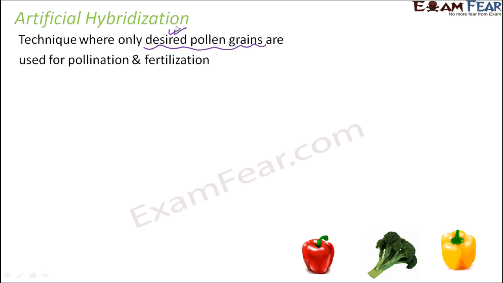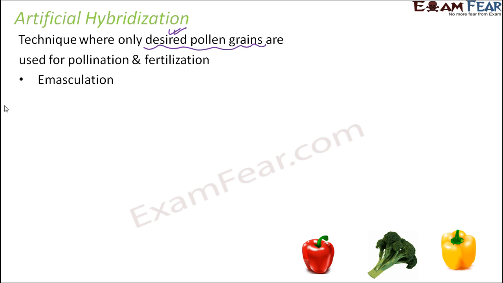When you are choosing the desired pollen grains, you are making sure that only the good things are being incorporated in the hybrid. Some examples of hybrids would be the broccoli, which is like a hybrid of the cauliflower which we normally eat, or the red capsicum and the yellow capsicum. They are also a result of artificial hybridization. Now, what are the techniques that are followed in order to do artificial hybridization? A very common technique is emasculation.